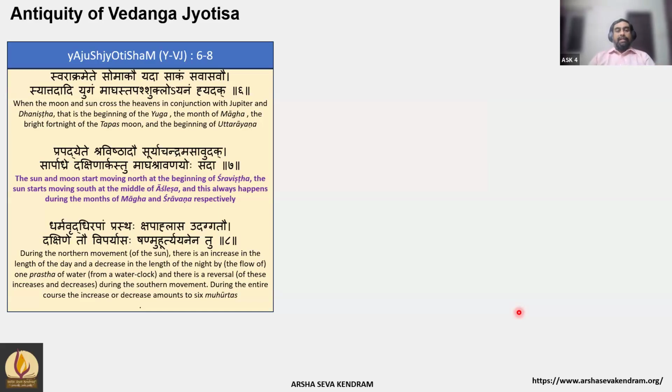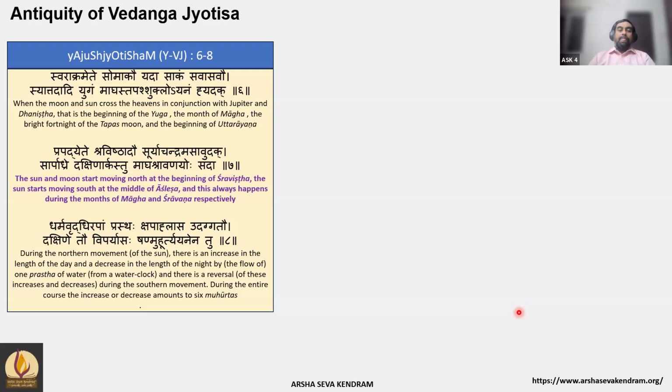Particularly, I want to draw your attention to the second verse, which says, the sun and moon start moving north at the beginning of Sravishta. The sun starts moving south at the middle of Aslesha, and this always happens during the months of Magha and Shravana, respectively. So this is an example of an astronomical marker present in Vedanga Jyotisha, which gives us a clue as to the time or the antiquity of the Vedanga Jyotisha.